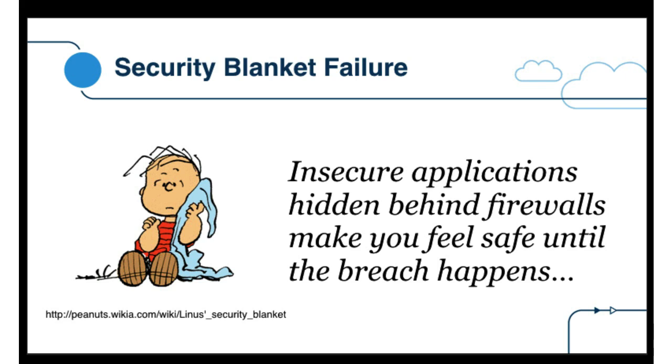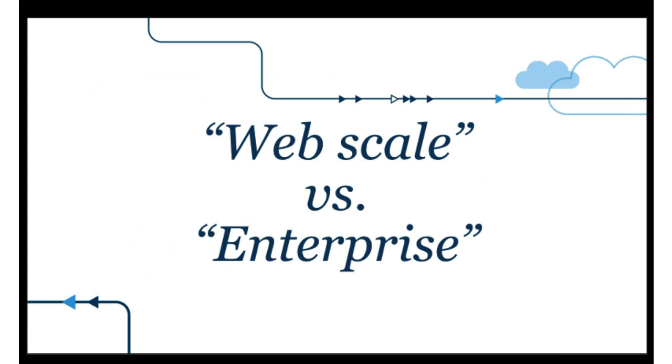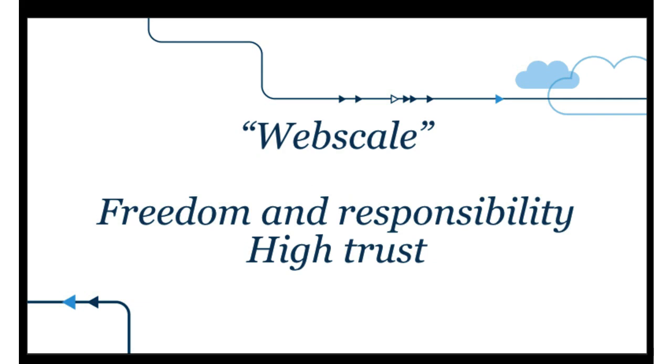However, there's really two different paths into this. And I'm going to give a really gross characterization of these and say that you can divide the world, from a caricature point of view, into web scale or enterprise. They are both using microservices, but in a slightly different way and with different problems to solve. Web scale companies like Netflix or Facebook or Google or LinkedIn have a lot of freedom and responsibility, and they are high trust companies. There's a lot of internal trust within the organization that covers a lot of things.